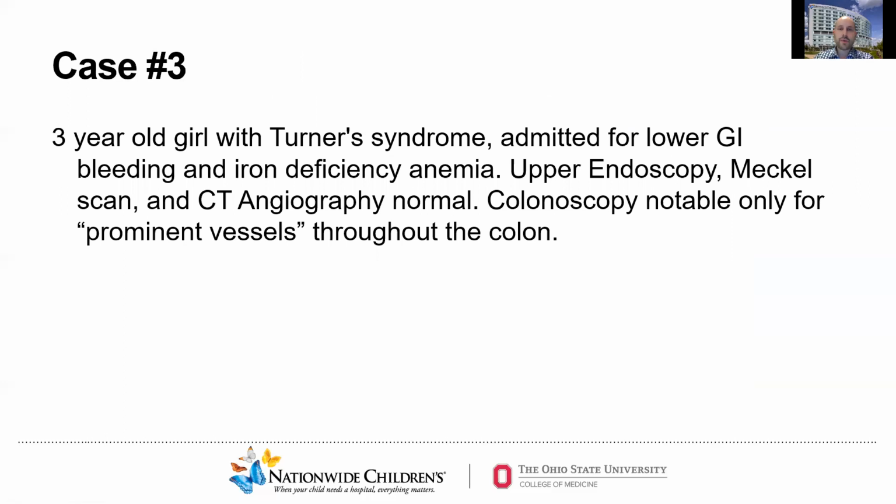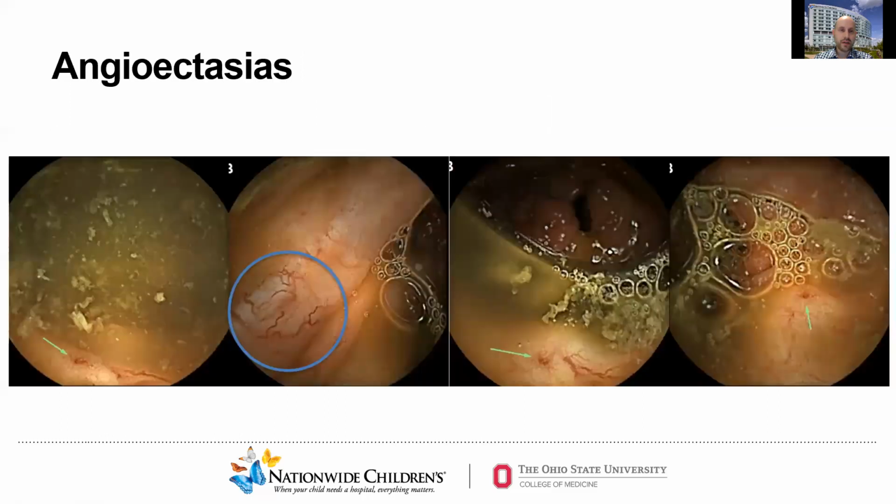Case number 3 is a 3-year-old girl with Turner syndrome admitted for lower GI bleeding and iron deficiency anemia. Her upper endoscopy, Meckel scan, and CT angiography were all normal. The colonoscopy was notable only for prominent vessels throughout the colon. So here are select images from her small bowel video capsule endoscopy. And as you can see, there are multiple angioectasias, little bleeding lesions throughout her small bowel.